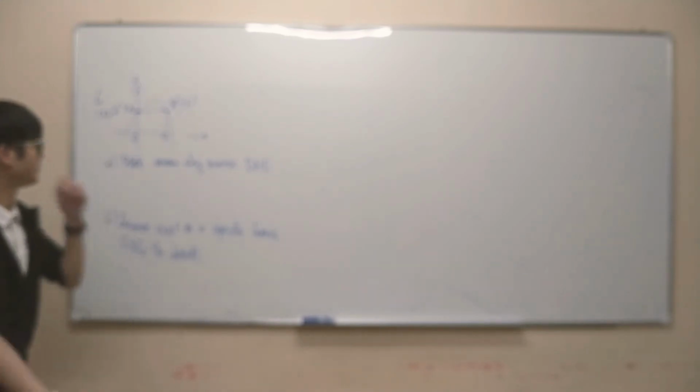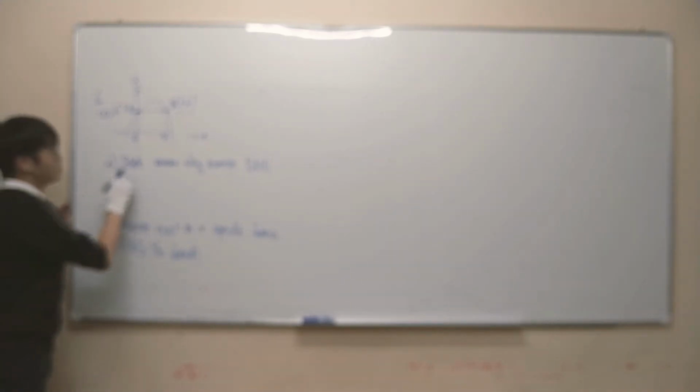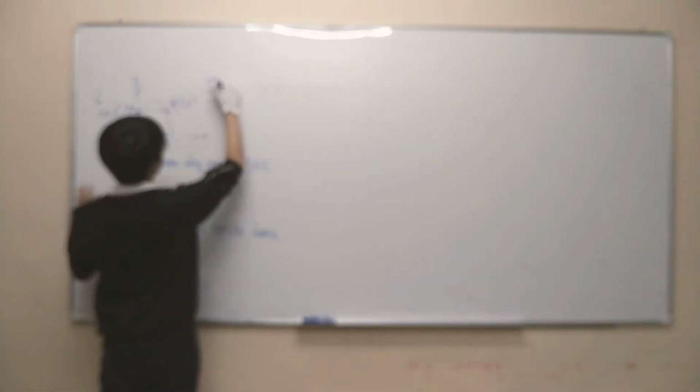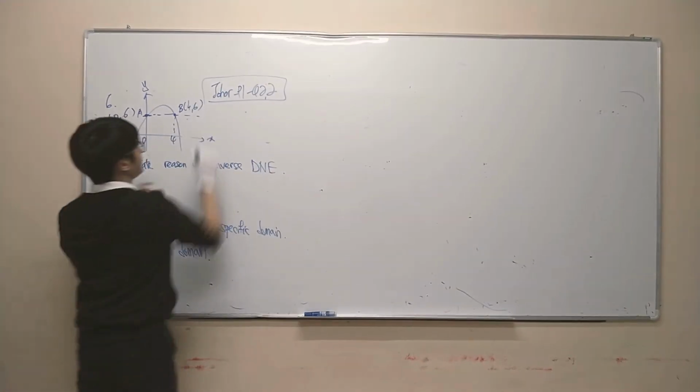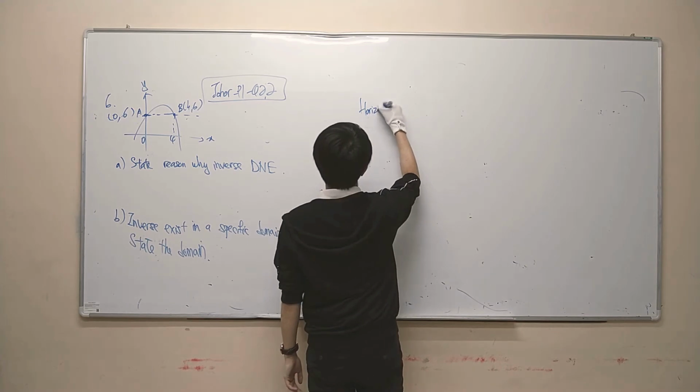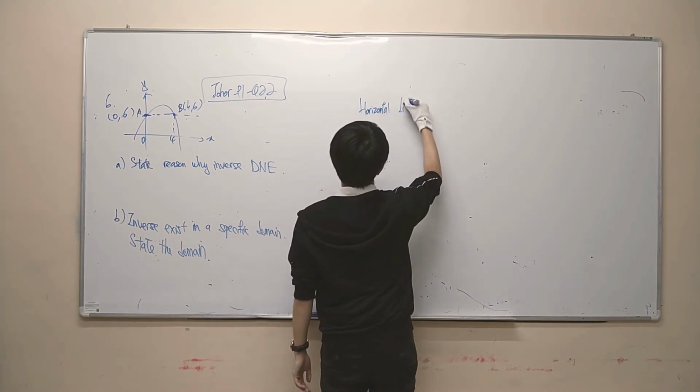Okay, let's do it. So, how to do? Do you remember in the Choon Hau set, I think it's question 22? You can refer to Choon Hau, paper 1, question 22, because it's similar to this. And if you watch my Choon Hau video, you will know about the horizontal line test and the vertical line test.